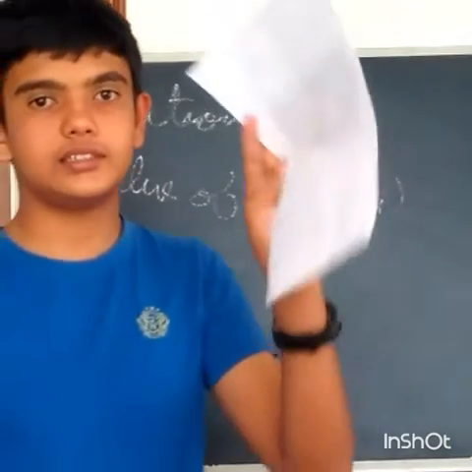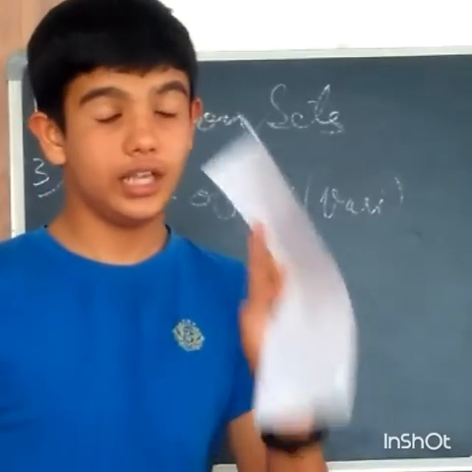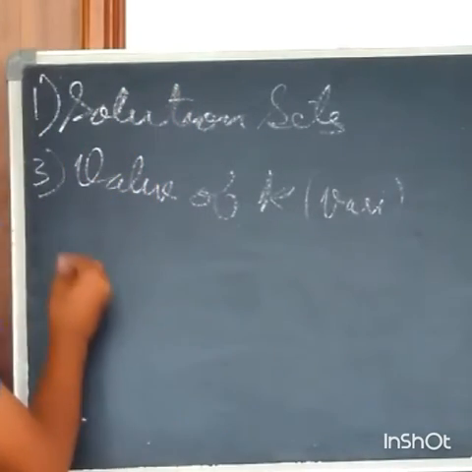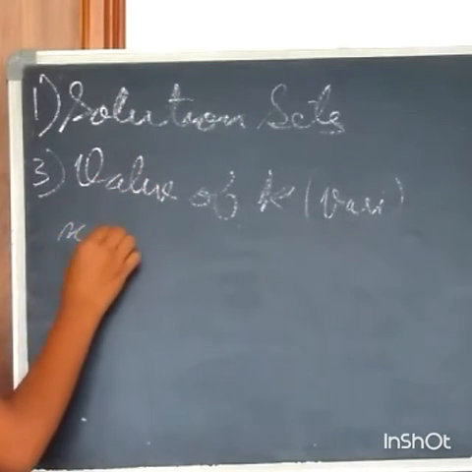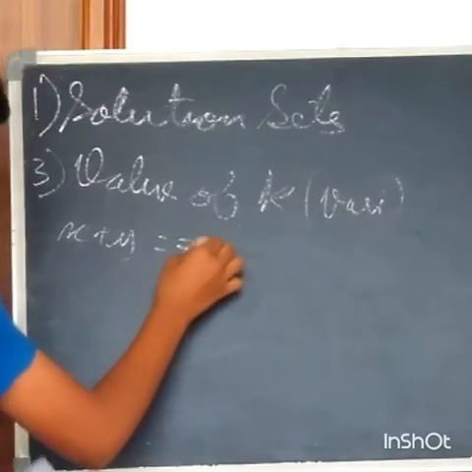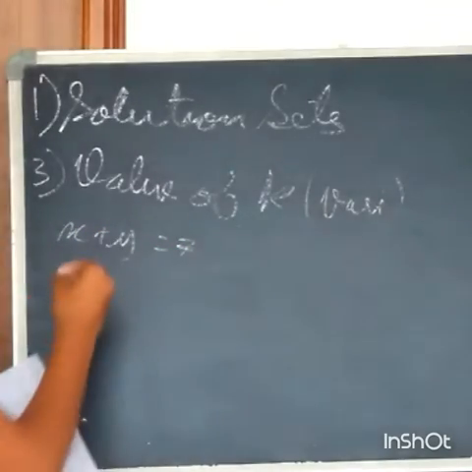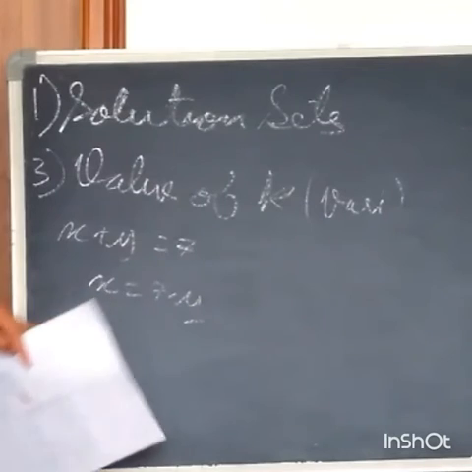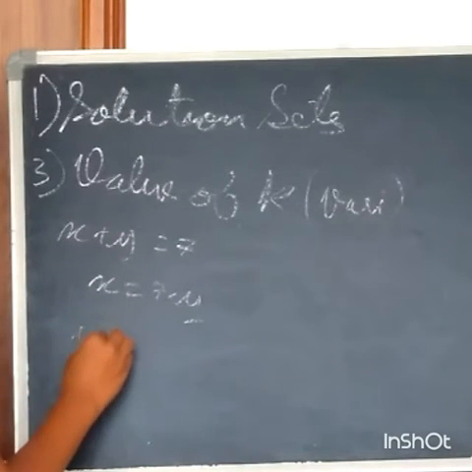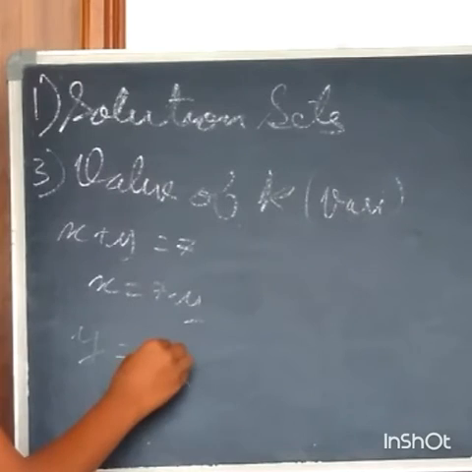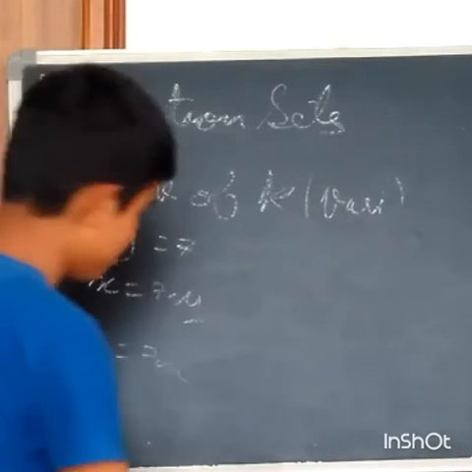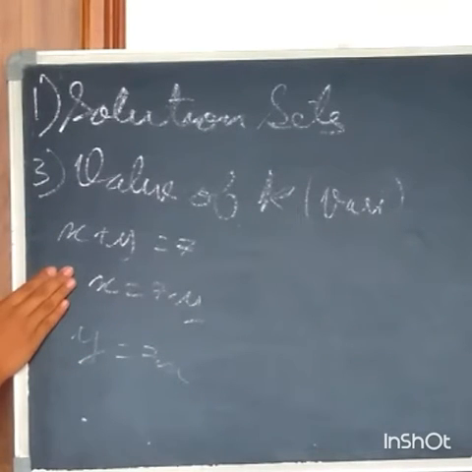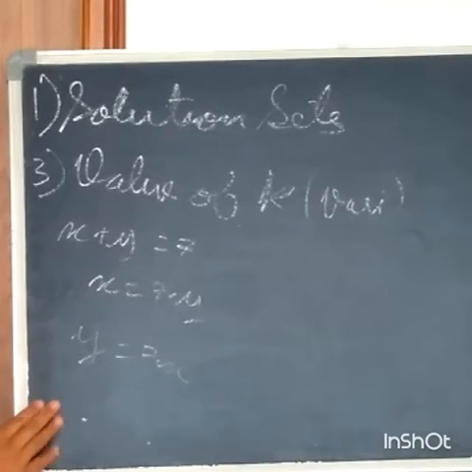Y in terms of x means y should be on the LHS and everything other than y should be on the RHS. Let us take an equation x plus y is equal to 7. Expressing x in terms of y, we get x is equal to 7 minus y. Expressing y in terms of x, we get y is equal to 7 minus x. So guys, it is just so simple: x in terms of y means x on the LHS, and y in terms of x means always y on the LHS.